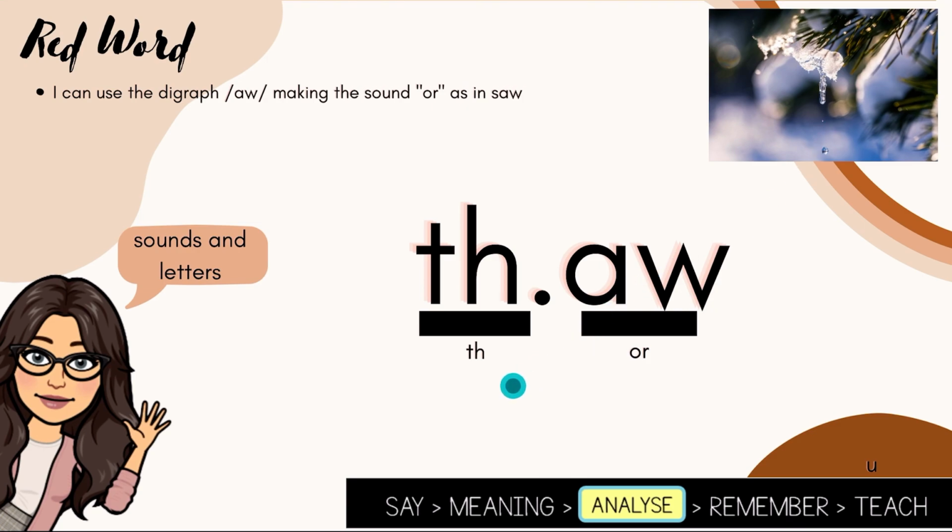Okay, let's look at the sounds and letters we can hear in the word thaw. We can hear the sounds th, or. You can see that the digraph AW is making the OR sound, which is what our spelling focus is this week, and the letters TH are making the th sound. So, THAW, thaw.